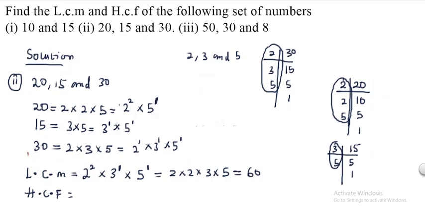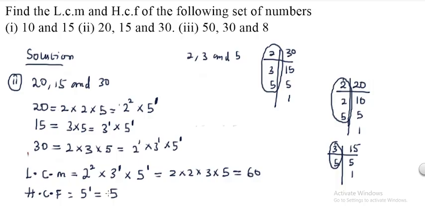There's a 5 to the power of 1 here, there's a 5 to the power of 1 here, there's a 5 to the power of 1 here. So all of them are the same powers. I'll simply just pick 5 to the power of 1. So this 5 to the power of 1 is equal to 5. The HCF here is 5.